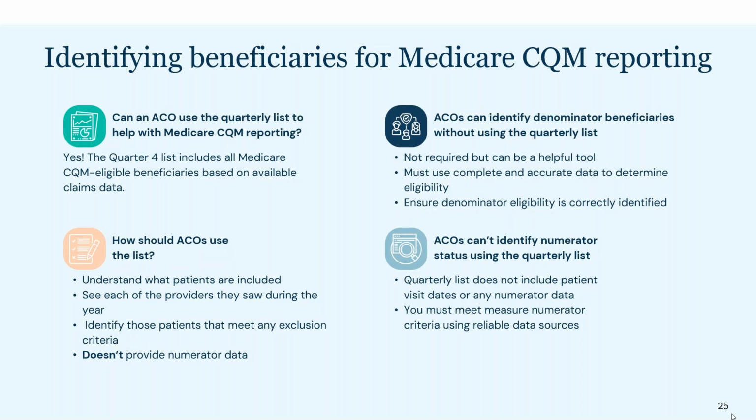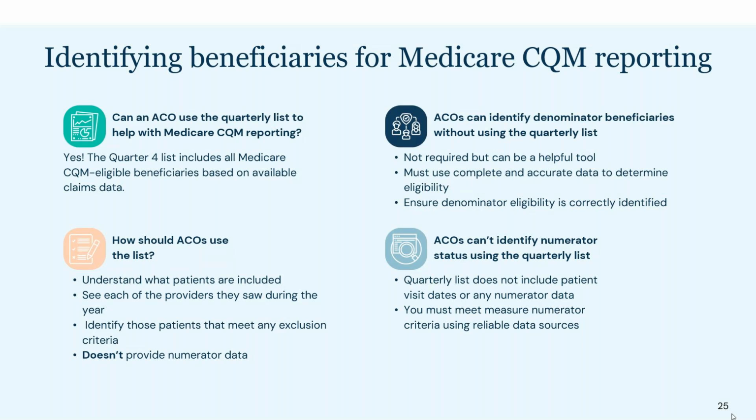So how should you use it? You should use it to understand what patients are included, understand where they're coming from, and which providers are seeing these patients or being attributed these patients. The list does include each of the providers that sees a patient that's part of your ACO, so you're able to see if this patient is going inside a hospital system, for instance, or one of your partner practices as you're moving along.